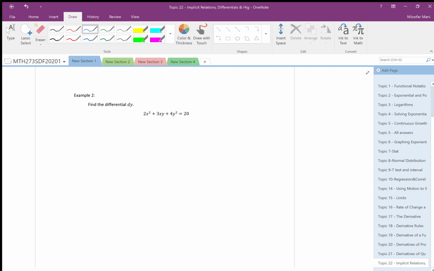Here it says find the differential dy. That means first you have to find y prime, second you put dy over dx for y prime, and third you multiply with dx. Done, you can find the answer.